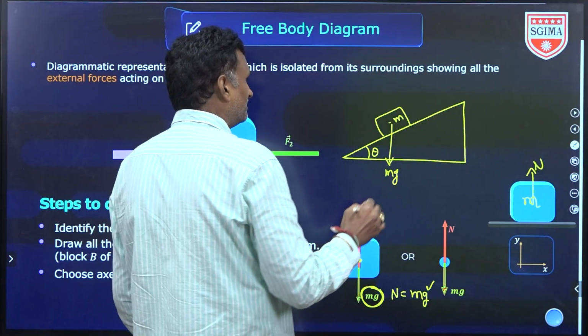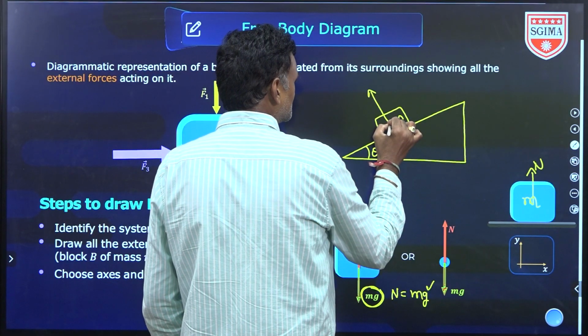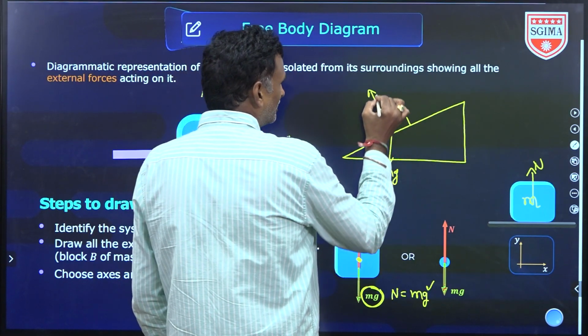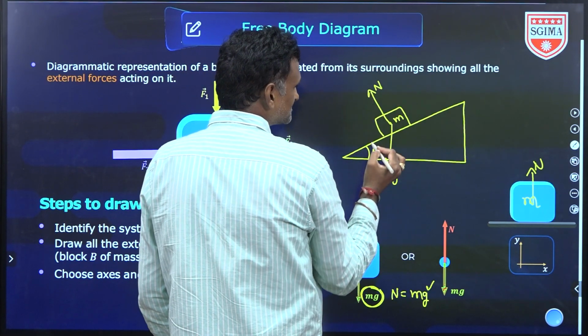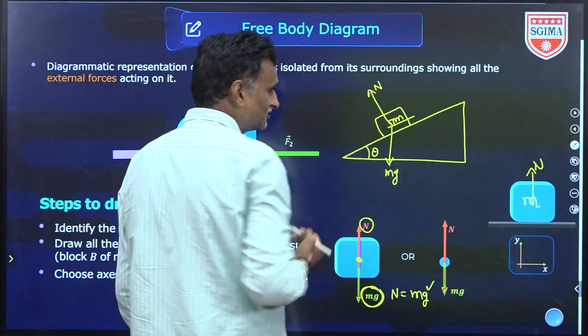Next, the second point: perpendicular to contact. You just remember, beta. So the normal reaction or reaction force is always perpendicular to the surface which it is in contact with.